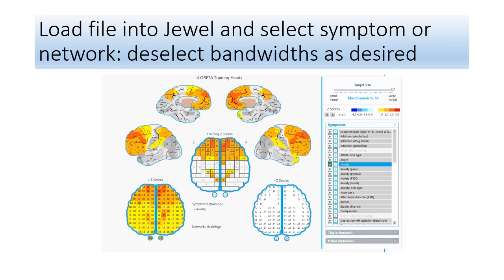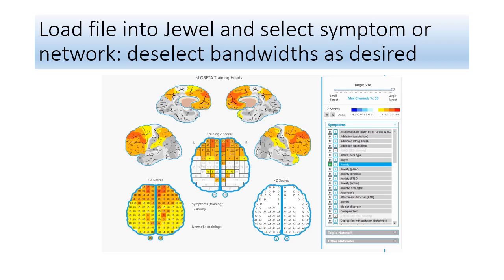Of course, we must gather QEEG data and load it into Joule. And there we would pick a symptom. In this case, we picked anxiety, as you can see right here. Or you may pick a network, such as the default mode network, or the salience network, or the central executive network, or the visual or auditory network. Pick a symptom or a network. It will populate the Brodmann head.